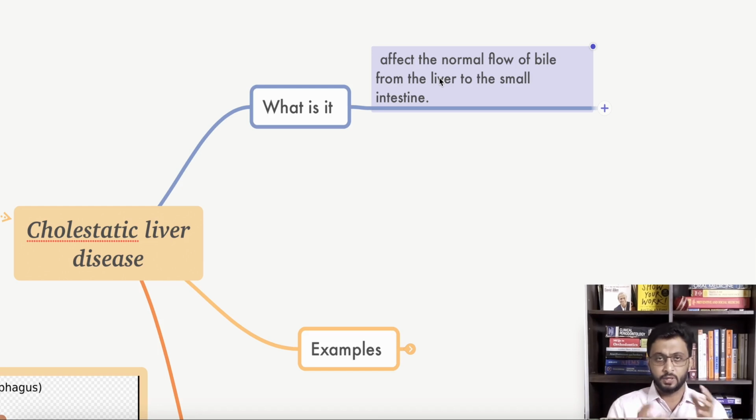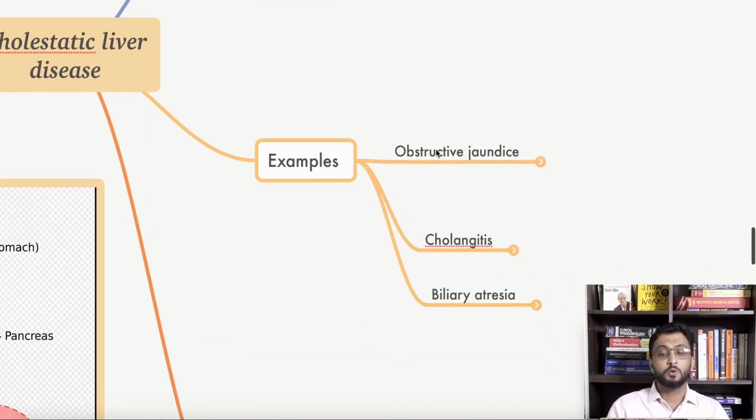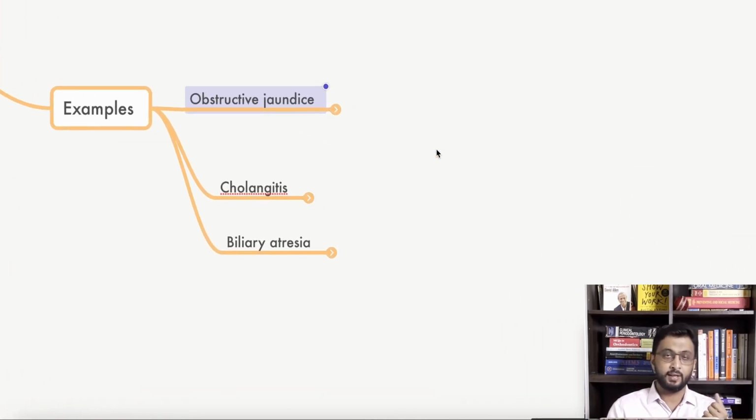in jaundice, because bile contains what? Bile acids, bile salts, plus bilirubin. So bilirubin is blocked from going into the intestine and finally being excreted. So what happens? The bilirubin goes back into the blood, causing jaundice. Now examples. This is where you have to understand: obstructive jaundice is one type of cholestatic liver disease.